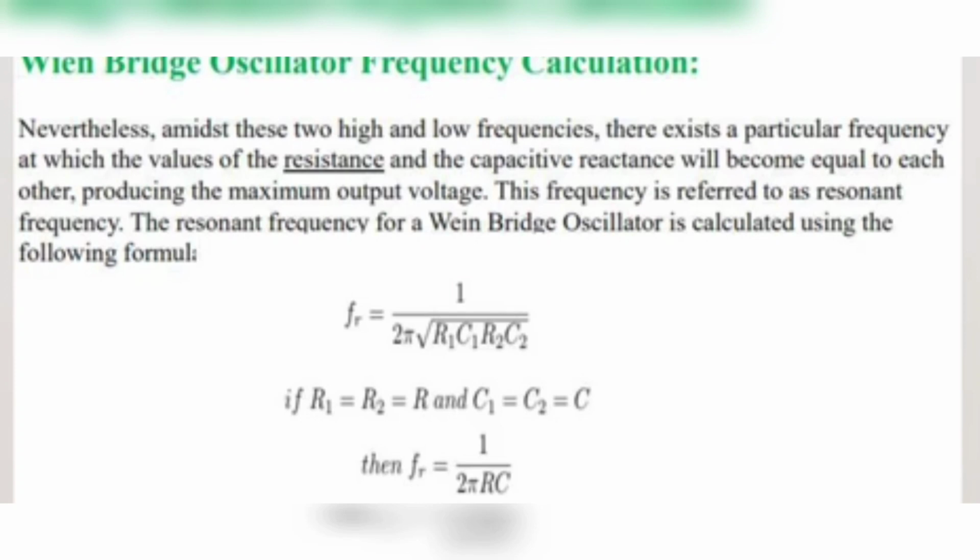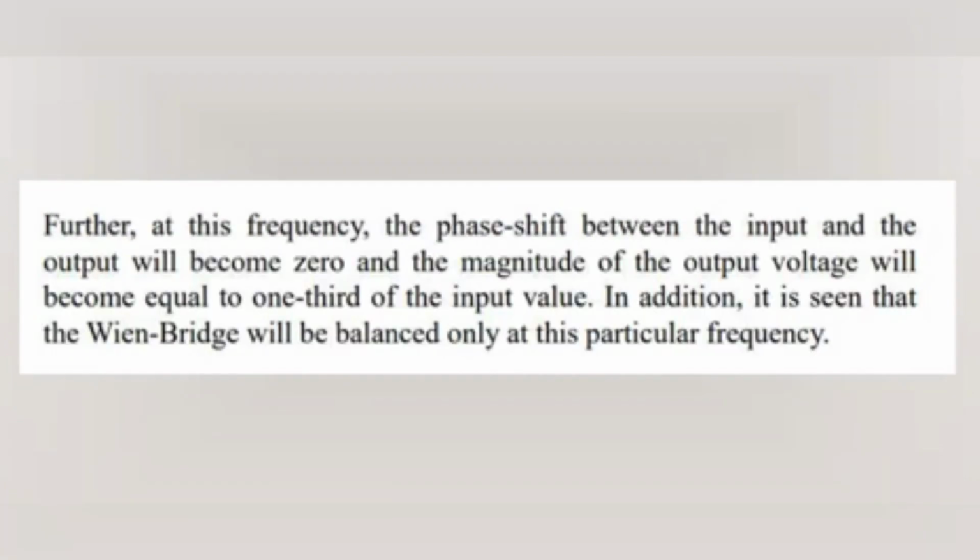If R1 is equal to R2 is equal to R and C1 is equal to C2 is equal to C, then Fr is equal to 1 by 2 pi RC. Further, at this frequency, the phase shift between the input and the output will become 0 and the magnitude of the output voltage will become equal to one-third of the input value. In addition, it is seen that the Wien bridge will be balanced only at this particular frequency.